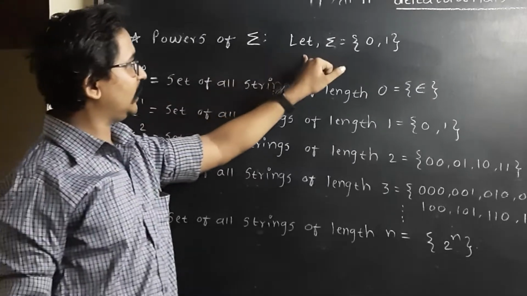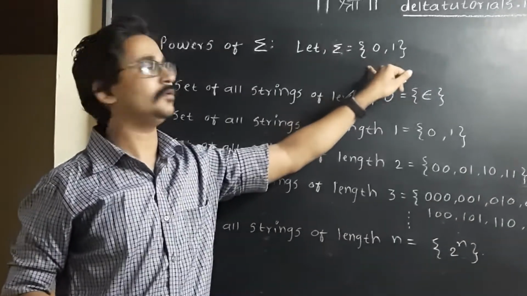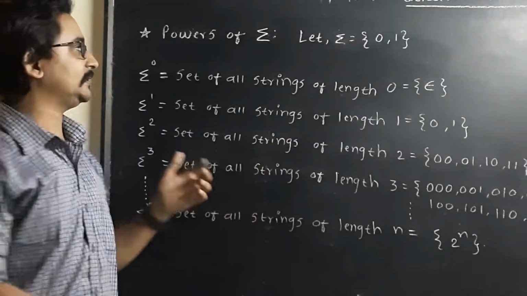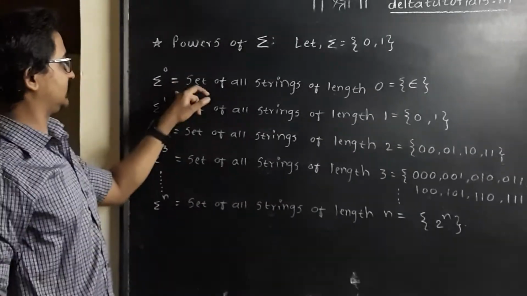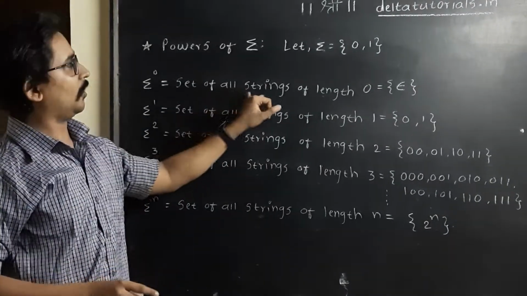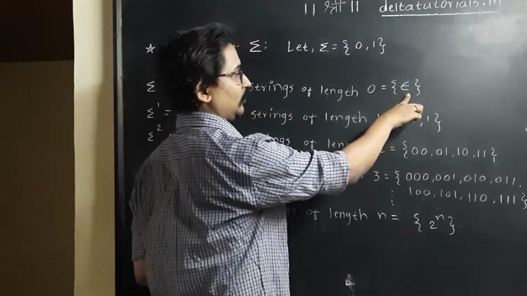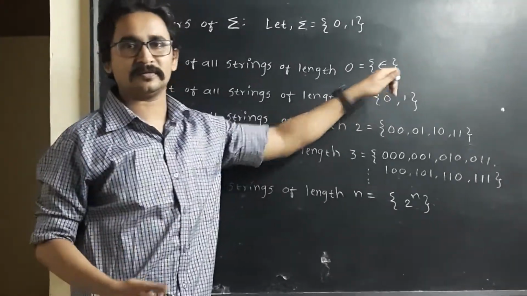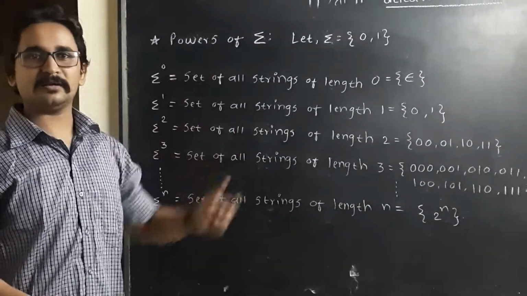So, powers of sigma. Now we are considering here the set of alphabets or symbols as sigma is equal to {0, 1}, which means all the powers that we are going to see, we will see them with respect to these two symbols. So sigma raised to 0 is equal to the set of all the strings of length 0, and the set of all the strings of length 0 is always denoted by this epsilon sign. This sign is called epsilon, or some people call it epsilon also. Pronunciation can be different based on the people. Okay, so this was about sigma to the power 0.